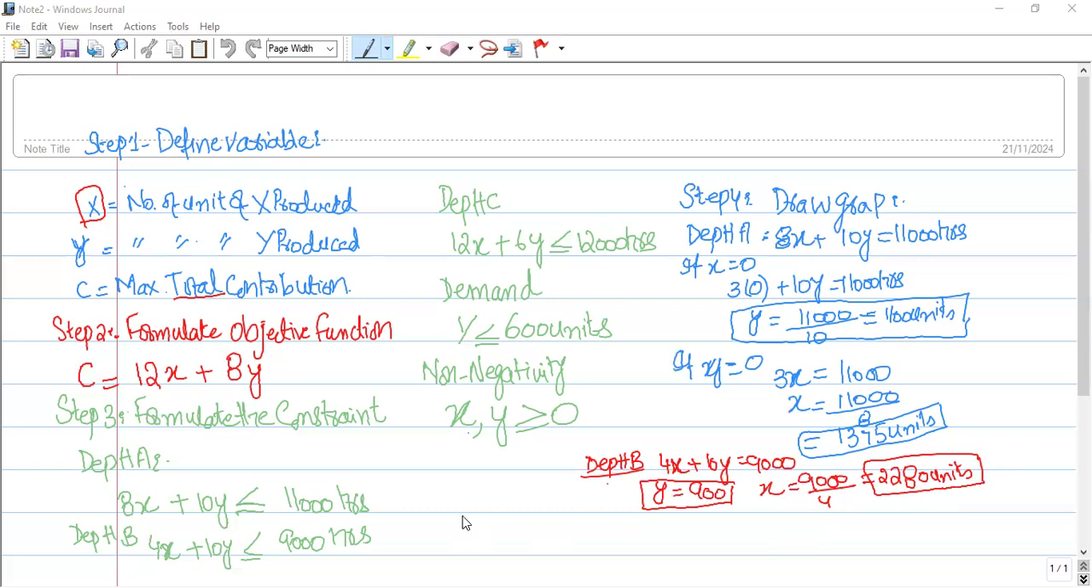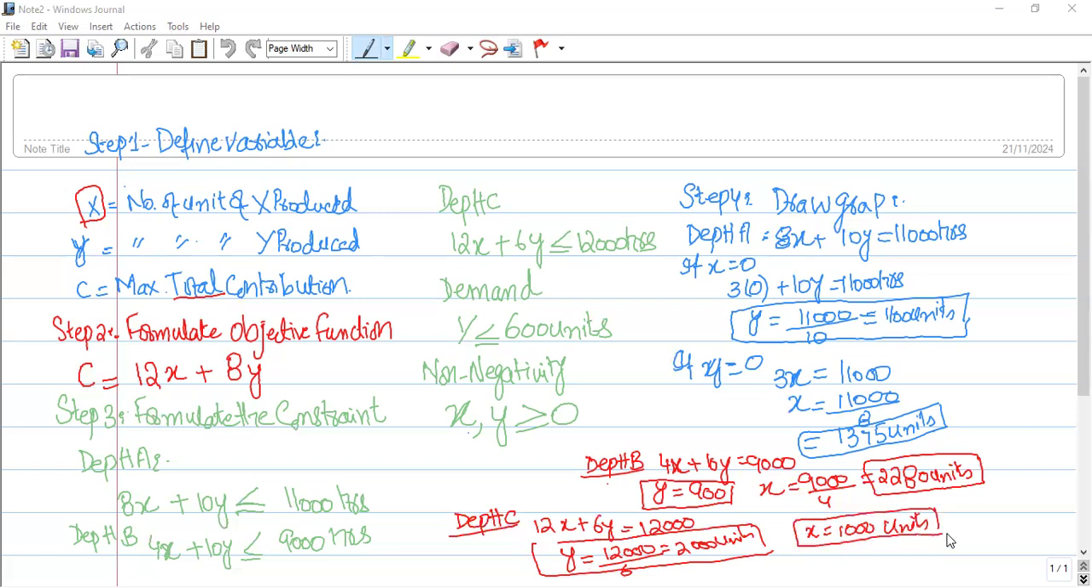Now for department C, what are my units? The equation is 12x plus 6y is equal to 12,000. So y is equal to 12,000 divided by 6, it's 2,000 units of y. And for x, how many units? 1,000 units. X unit is 1,000.